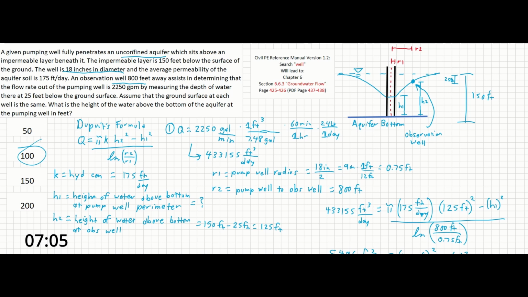So the most important thing in this particular question is understanding that this is an unconfined aquifer, and then recognizing what your H1, H2, R1, and R2 values are. And also understanding how to solve for what your H1 and H2 are supposed to be. In this case, you only had to solve for H2 by subtracting the depth of the observation well from the ground surface from the total depth of the entire aquifer. And that's it.